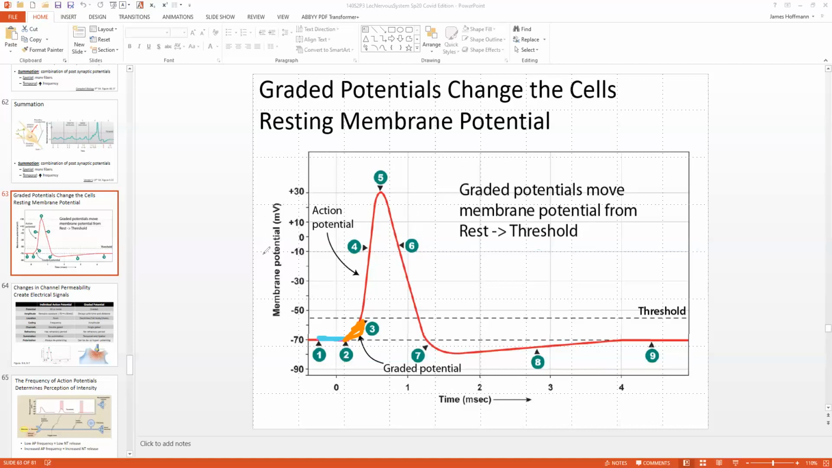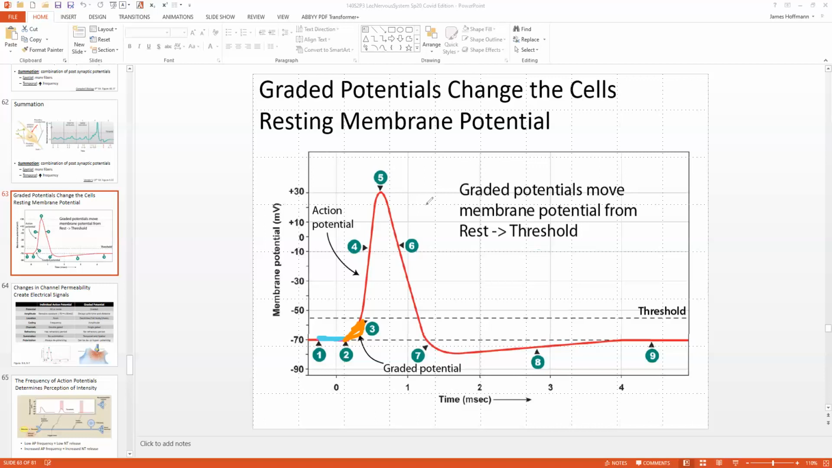Once we reach threshold, we open a double-gated sodium channel, and it's a voltage regulated channel. So we've talked about channels before, and these double-gated channels only open when they reach minus 55 millivolts. And so we have to reach that. That's what we call that threshold. That's a good number to know.